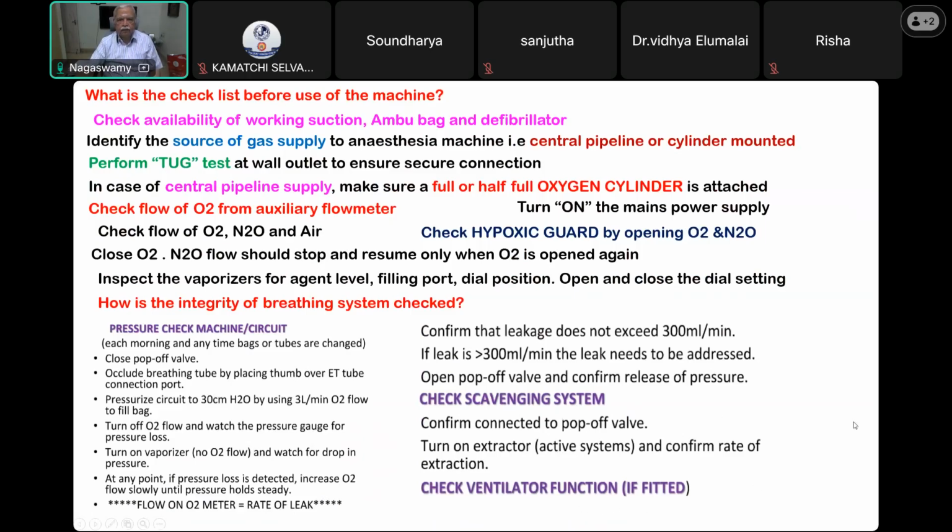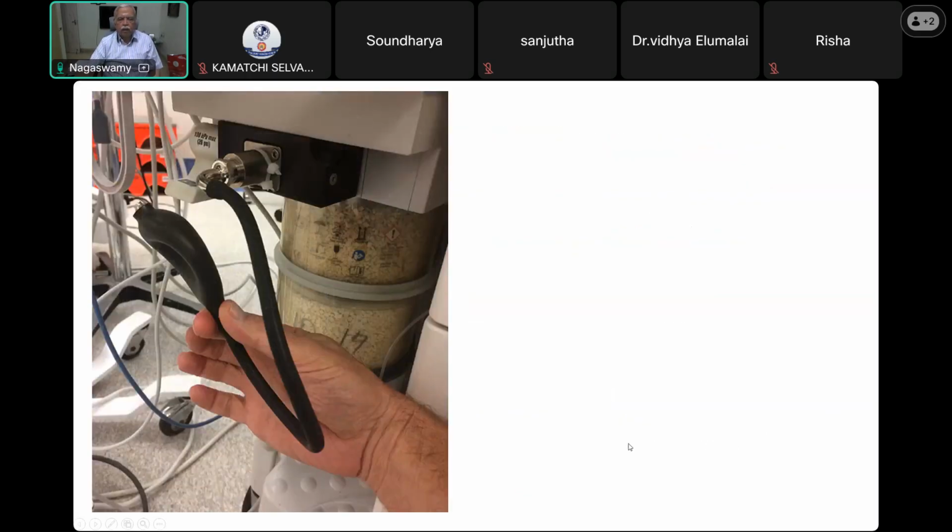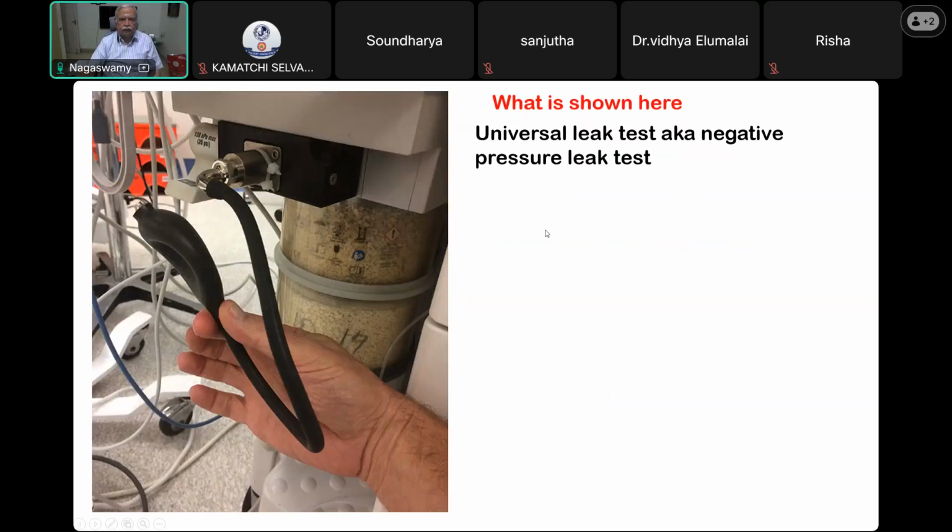So these are all the steps that you have to follow for testing or checking the machine. So this is where we thought of checking the internal leaks. What is shown here is the universal leak test, also known as negative pressure leak test. How is it done?